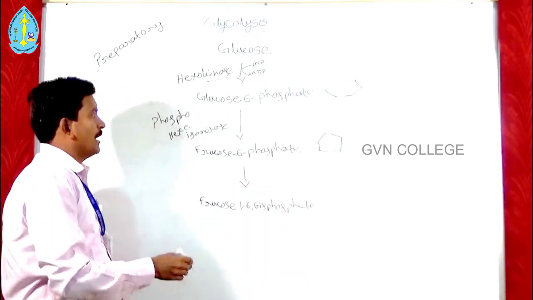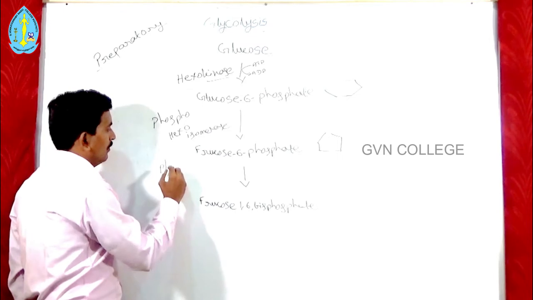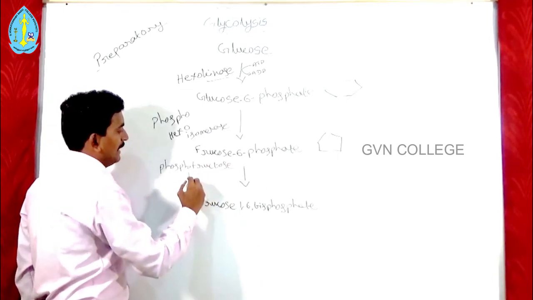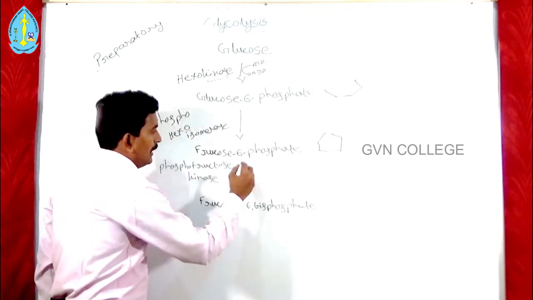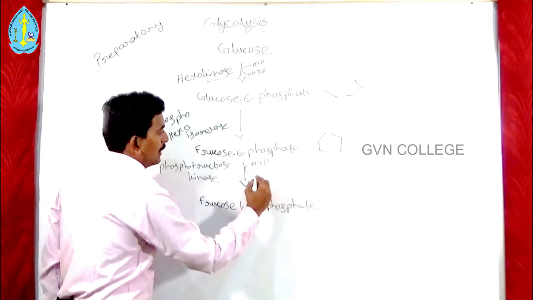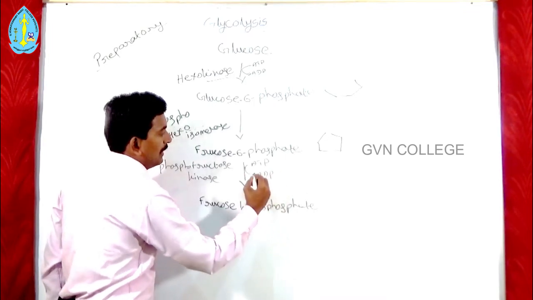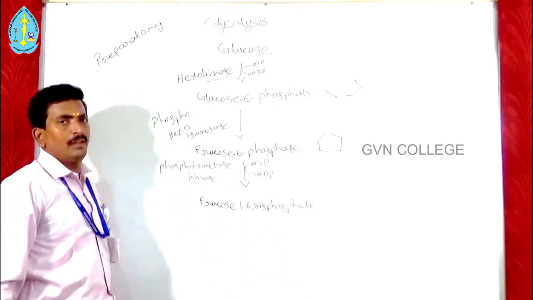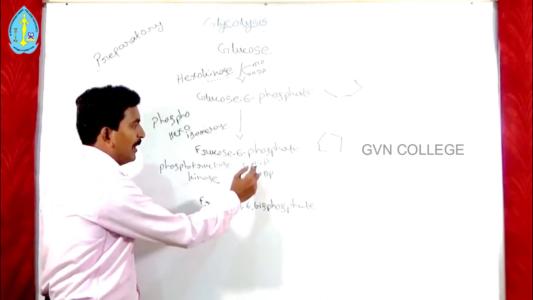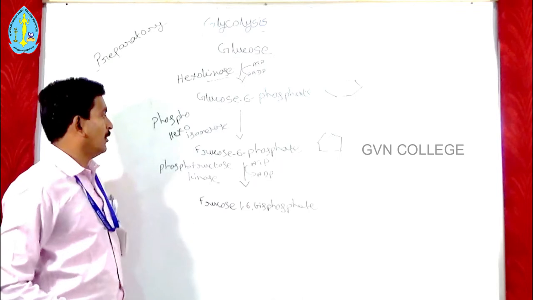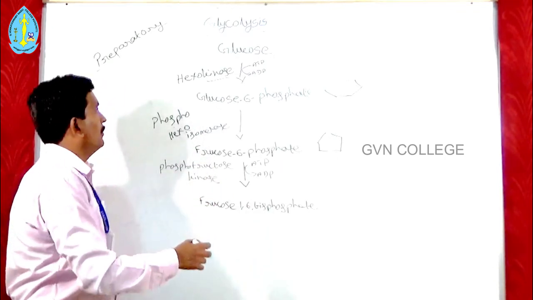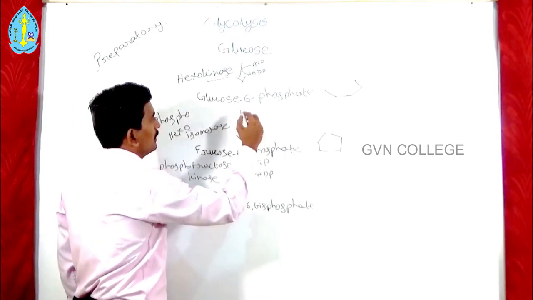Okay, another one you are saying, the phosphofructokinase. Whenever a kinase enzyme is involved, one ATP is converted into ADP, or ADP is formed into ATP. So here the kinase enzyme is involved, and one ATP molecule becomes an ADP molecule. This process is non-reversible, whereas the isomerase reaction is a reversible one.